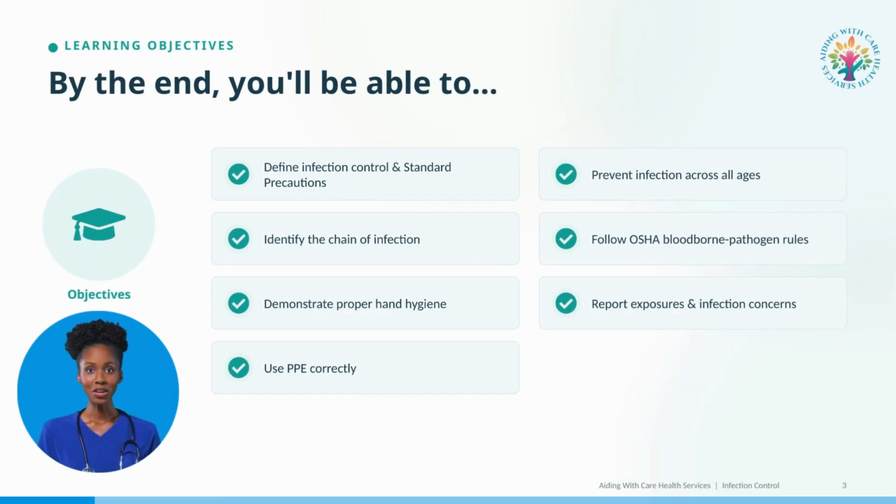By the end of this training, you'll define infection control and standard precautions, identify the chain of infection, and demonstrate proper hand hygiene. You'll also learn to use personal protective equipment correctly, prevent infections across all ages, follow Occupational Safety and Health Administration bloodborne pathogen rules, and report exposures and infection concerns.